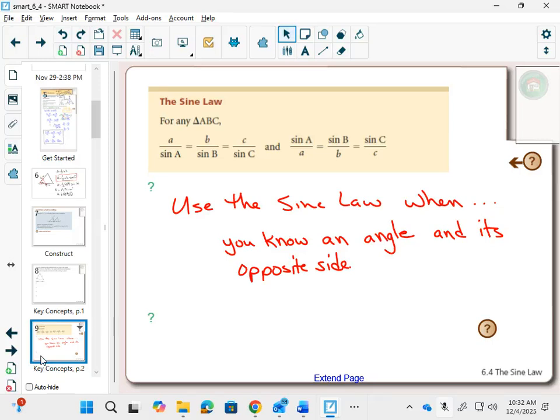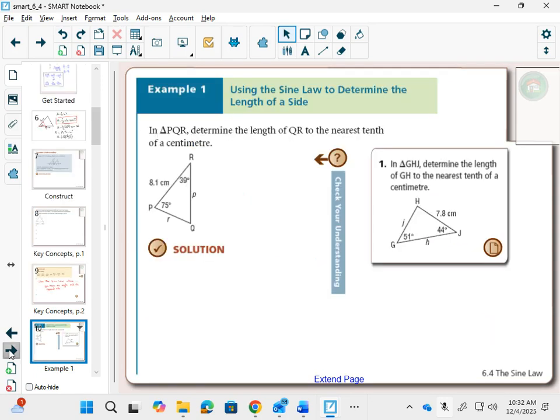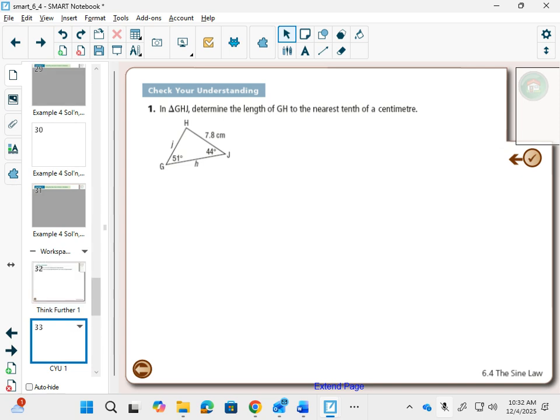So with that, we are going to go to example 1. And we're going to figure out, can we use the new beautiful sine law?